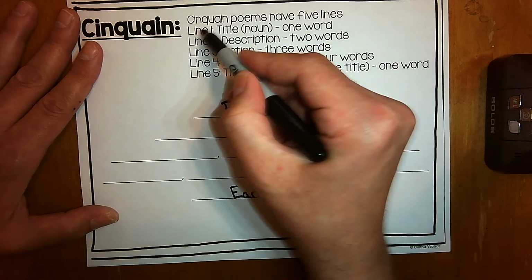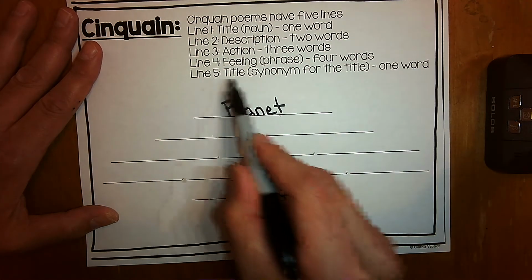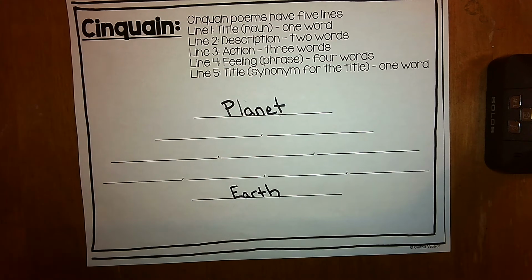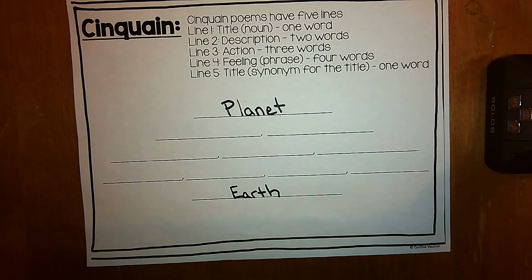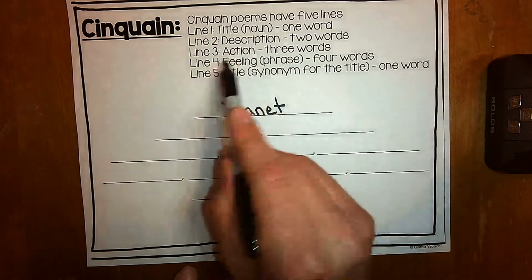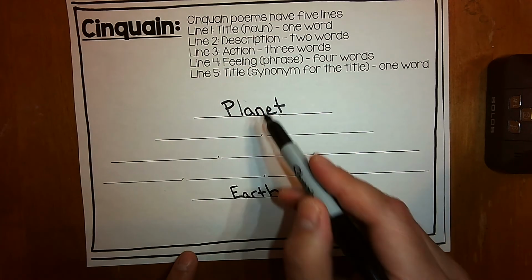The first line has to be one word, and the last line has to be one word. So this is a good example about how one line in poetry can just be one word. I just did a line of poetry with the word planet. So line 2 is description. 2 words that describe your topic.